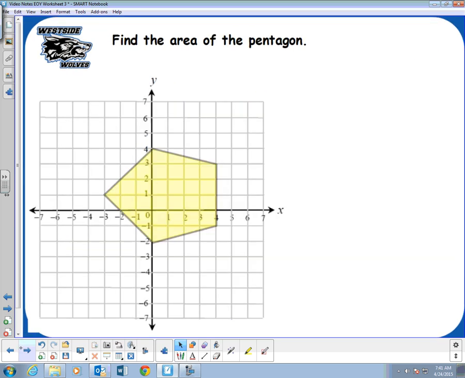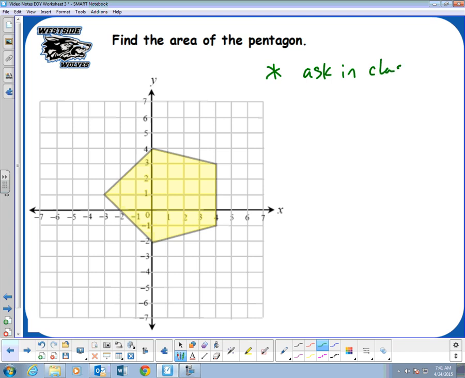Okay. And for this figure, if you use surveyor's method, well, I'm not going to go through this one. If you had this one wrong, then you're going to need to ask in class to get help. Okay. And that's the end of our video.